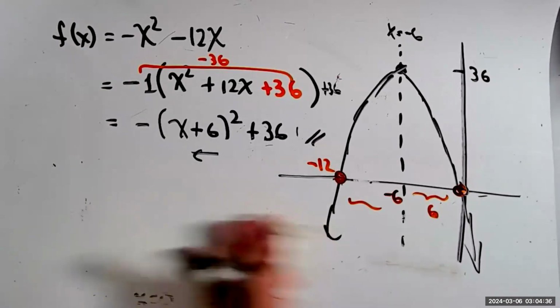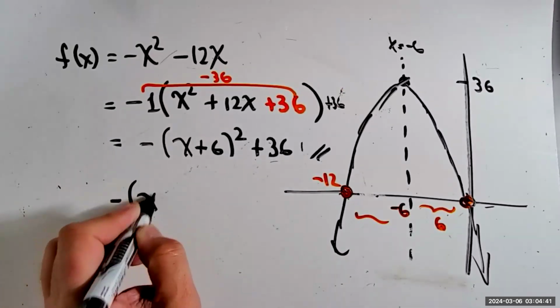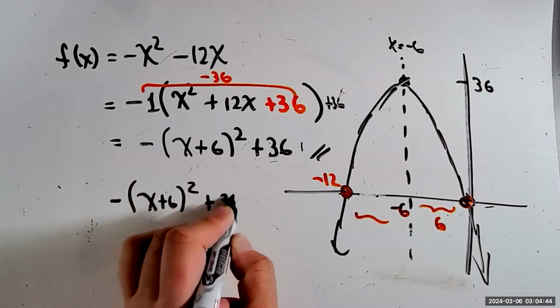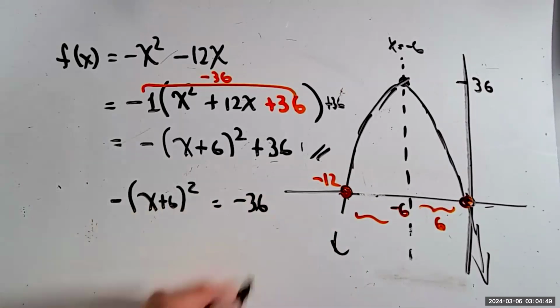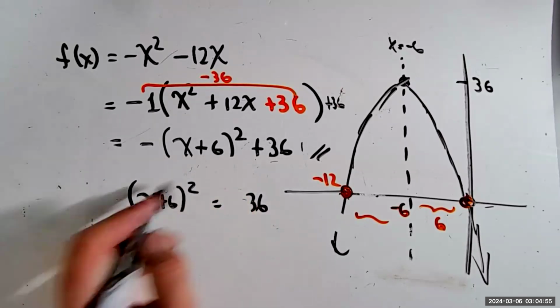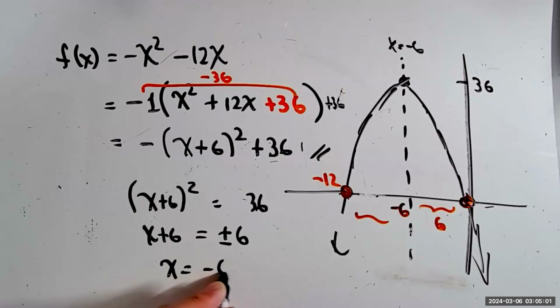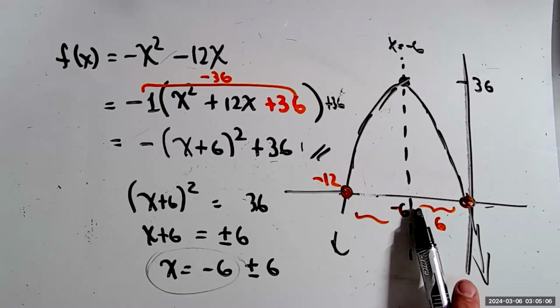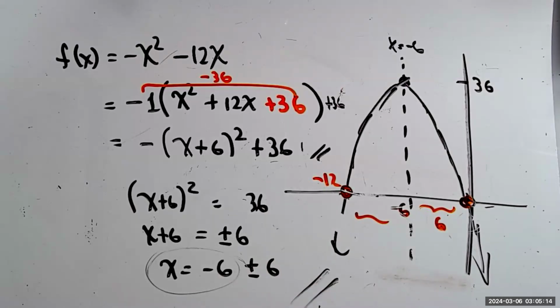Of course, if we got used to the standard form, so what do we have? Negative (x + 6)^2 plus 36 equals 0. We subtract 36, so we get minus 36. We divide by -1, so this will be positive. We take the square root: x + 6 = ±6, so x equals -6 plus or minus 6. Axis of symmetry, x equals -6, 6 to the left and 6 to the right. -12 and 0. Fini. Hopefully that helped.